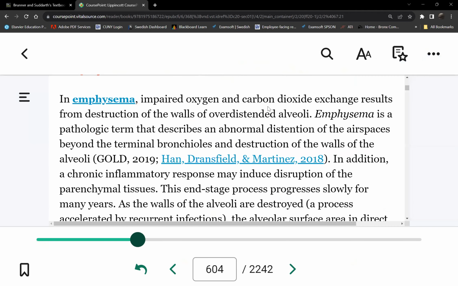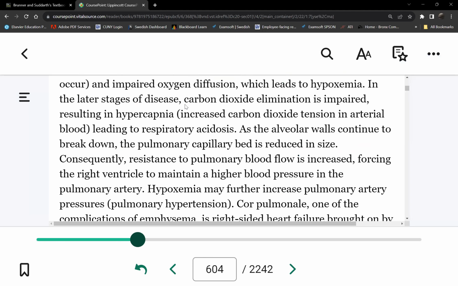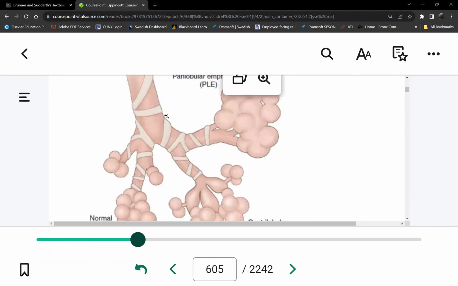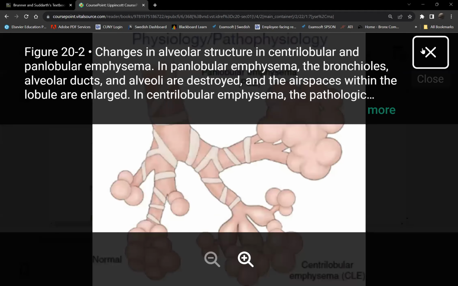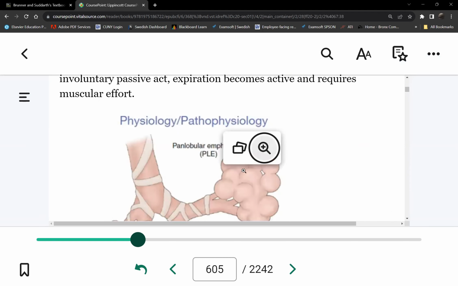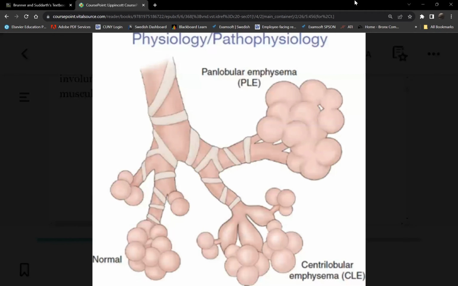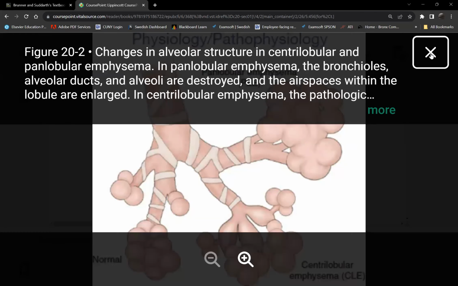Let's go to emphysema. This one involves the lower airways now. Let me show you the picture. This is now the area affected by emphysema. The chronic bronchitis affects the upper large airways, and the emphysema affects the lower airways all the way to the alveoli, where the actual gas exchange occurs. So that is now emphysema.